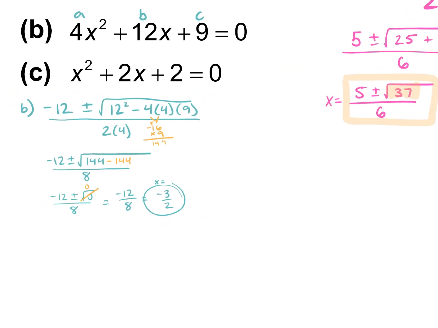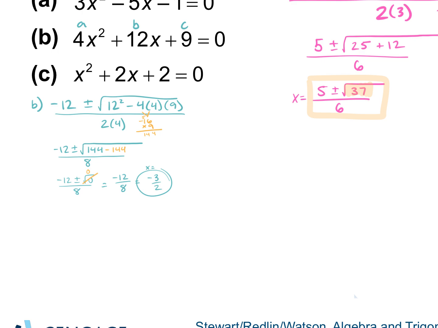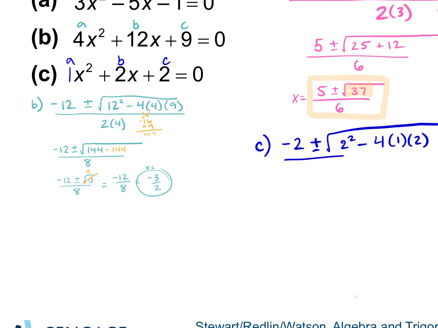Last one, let's do C. For C, what's our a? 1. Awesome. When there is no coefficient written in front, our a would be 1. b is 2, and what's c? 2. So negative b would be negative 2 plus or minus the square root of b squared, so 2 squared, minus 4 times a times c, so 4 times 1 times 2, over 2 times a, so 2 times 1.